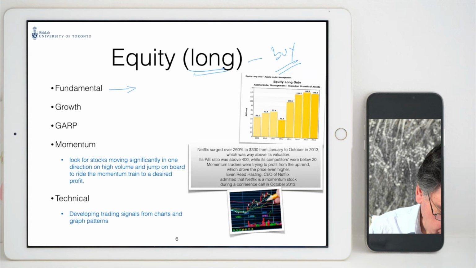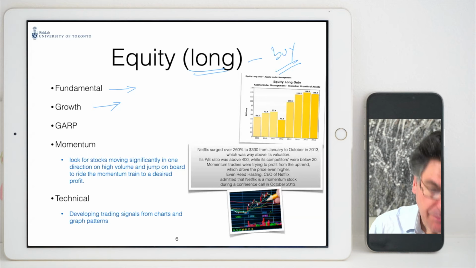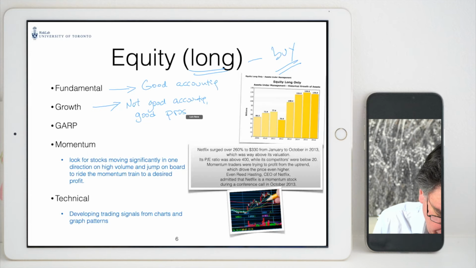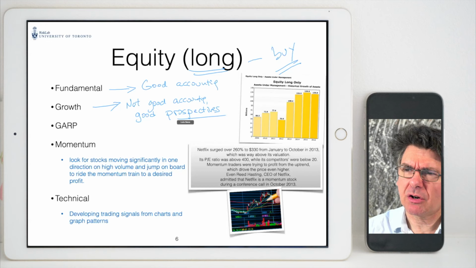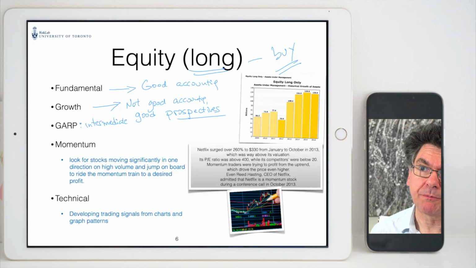There are other types, which is driven by growth. These are companies that don't look very good. Their accounting doesn't look very good. But people think that they will have a good opportunity for the future. So fundamental will typically have good accounting. Their accounting numbers look good. Here, the accounting numbers are not good, but they have good prospects. They have good perspectives. So you think they're going to be doing very well. Okay? This one is something intermediate, okay, between growth and fundamental.